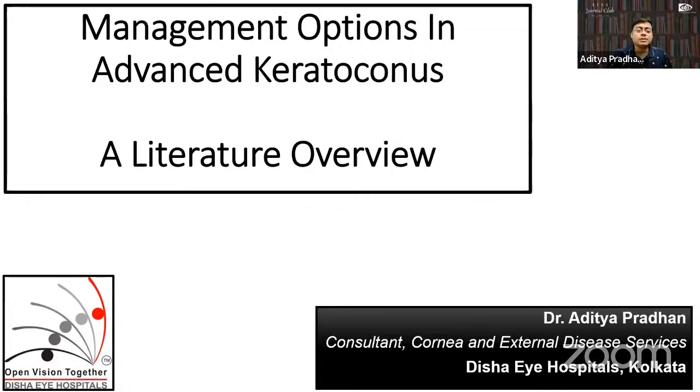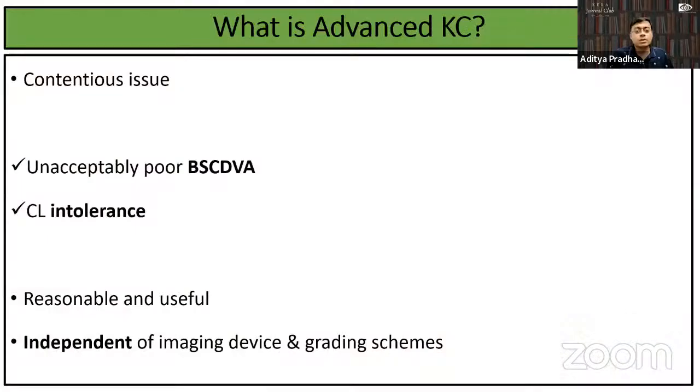So basically, I'll be giving a brief overview of the management options we have in our armamentarium for advanced keratoconus cases. It will include not just cross-linking, but some other modalities as well. We start off with the contentious issue of what you call advanced keratoconus. As usual, there is no clarity in the literature. Many cases are labeled as advanced, sufficiently advanced, or moderately advanced, so there is no clear terminology.